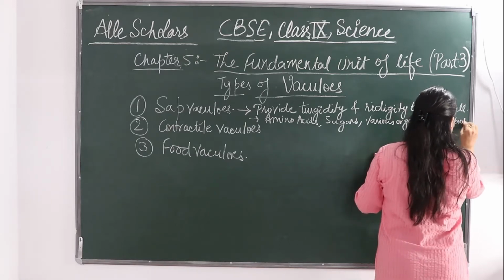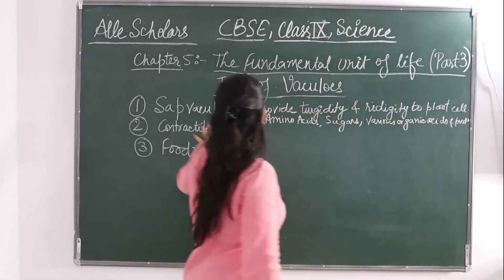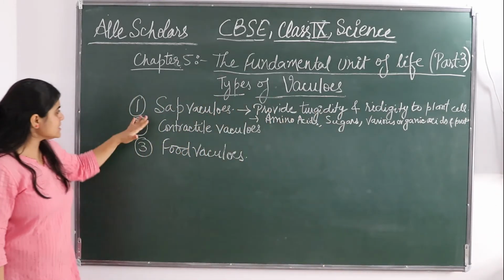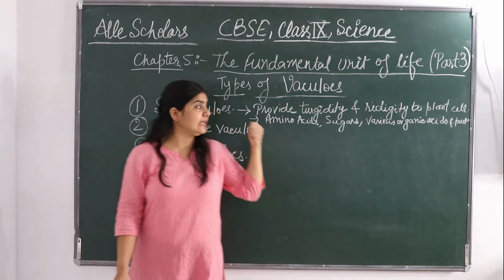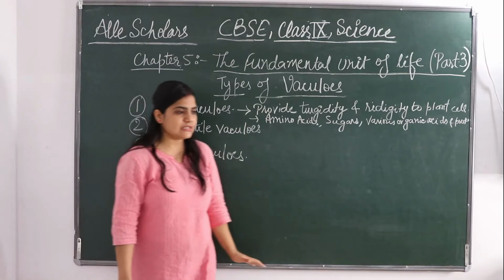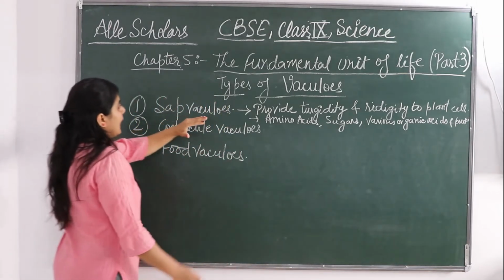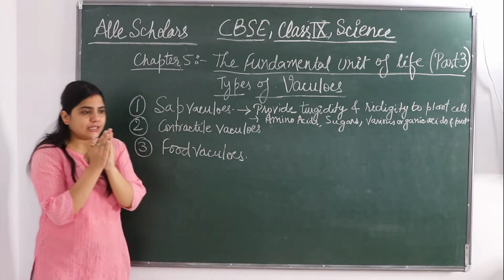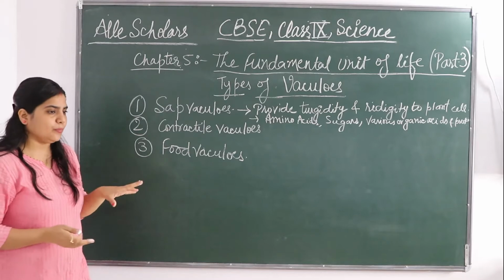Proteins. Okay, so these important substances are present in the sap vacuoles. Many important substances which are important in the life of a plant cell are present in the sap vacuoles. Now what does sap vacuole do? It gets separated from the cytoplasm.